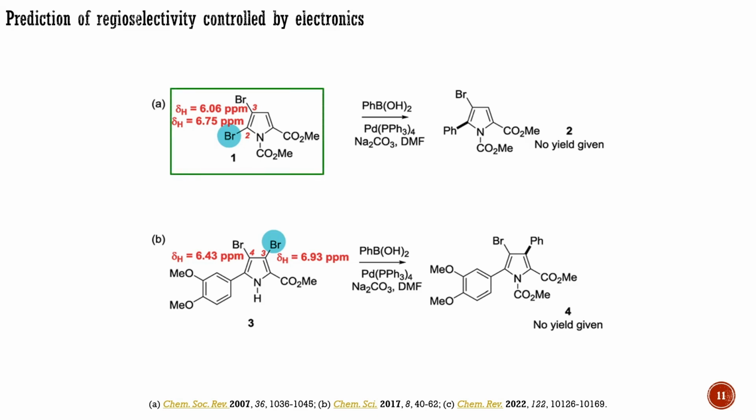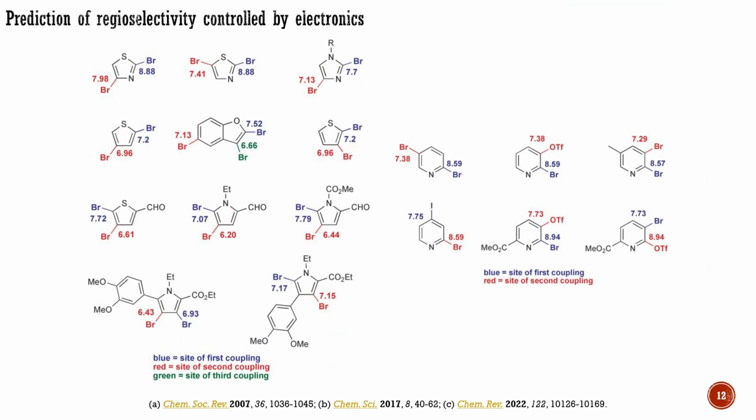Proton NMR of the parent non-halogenated pyrrole suggests that for this 2,3-dibromopyrrole, the most reactive site should be position 2. This was proved to be true for the Suzuki coupling reaction presented here. For the second example, similar NMR studies proposed that position 3 should be more reactive than position 4, which was confirmed by a control Suzuki coupling. Here, more examples are presented for the use of NMR prediction of the regioselectivities for 5-membered, 6-membered, and fused heterocycles.